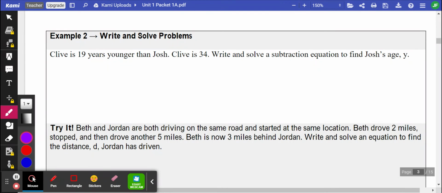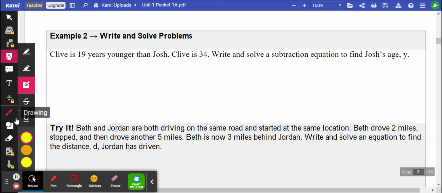Let's continue our 1.1 lesson and look at some application problems where we have to actually write the equations before we solve the problems. For most of these, you will be able to figure the answer out without writing the equation, but it is good practice to get used to writing the equation for when we get more complicated problems. So first problem, Clive is 19 years younger than Josh.